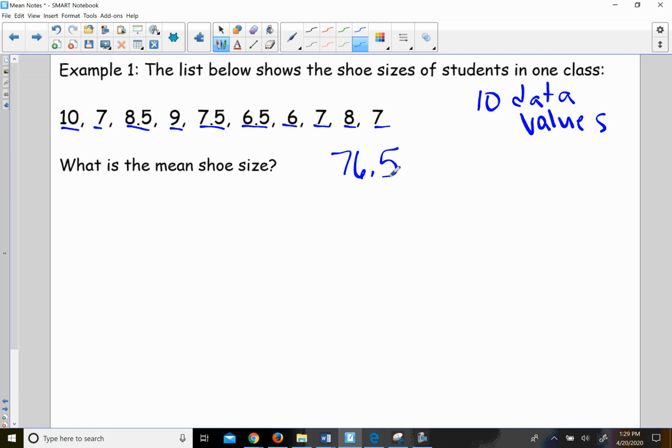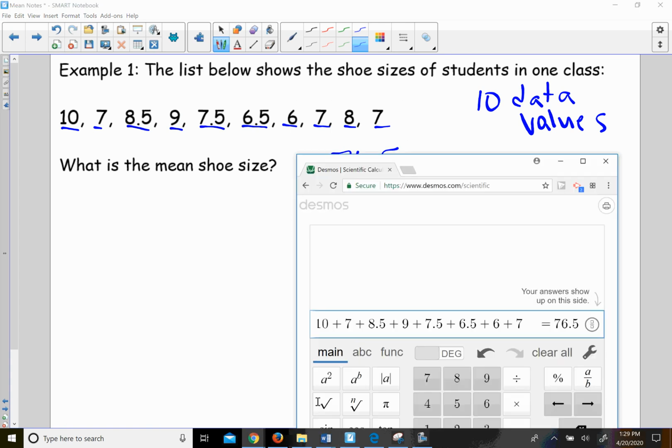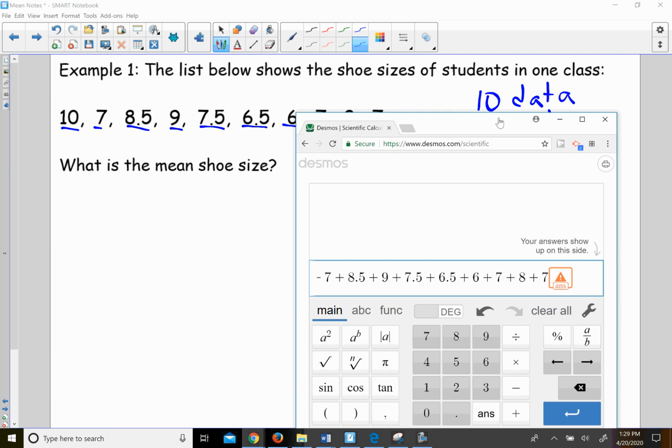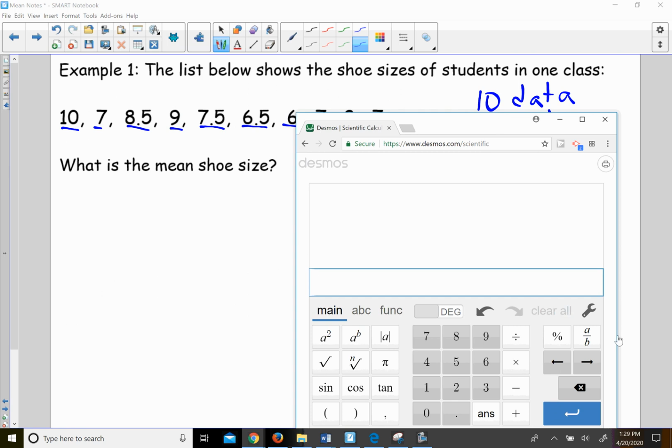So they add up to 76 and 5/10. Now I'm going to divide that by the 10 numbers that I have, right? We counted at the beginning that there were 10 numbers. So if I go back and use my calculator, the answer is already there, so I'm going to take my answer, ANS. Oops, I'll clear that out. The answer I just had is no longer there because I deleted it.